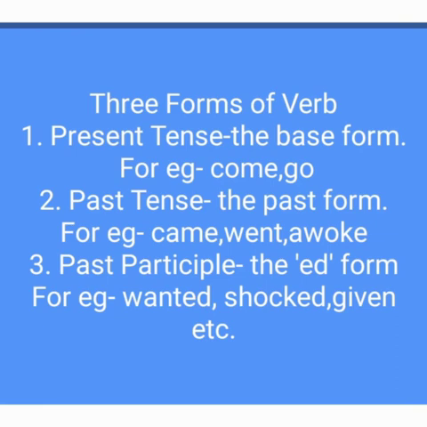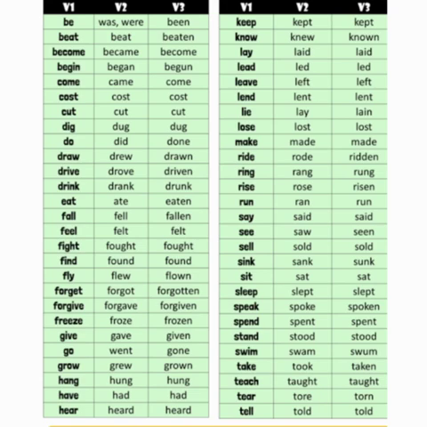Past tense means the past form. For example, came, went, awoke, etc. Next comes past participle form, means the ed form. For example, wanted, shocked, given. The only way to learn three forms of verb is to memorize it. So, let's go through the table.